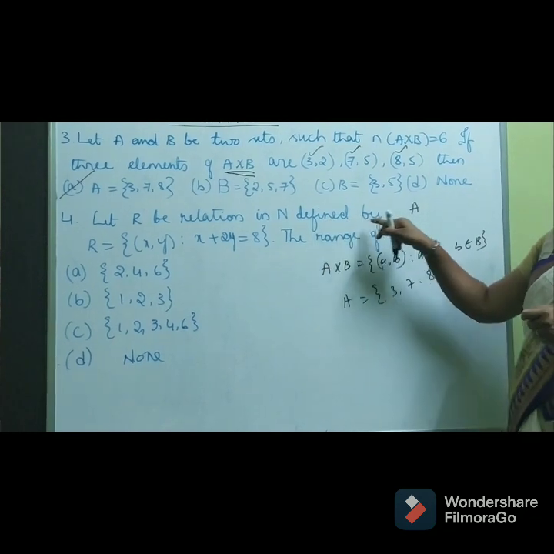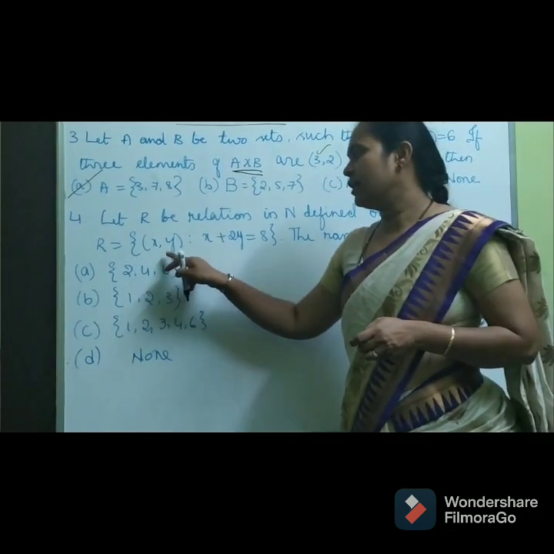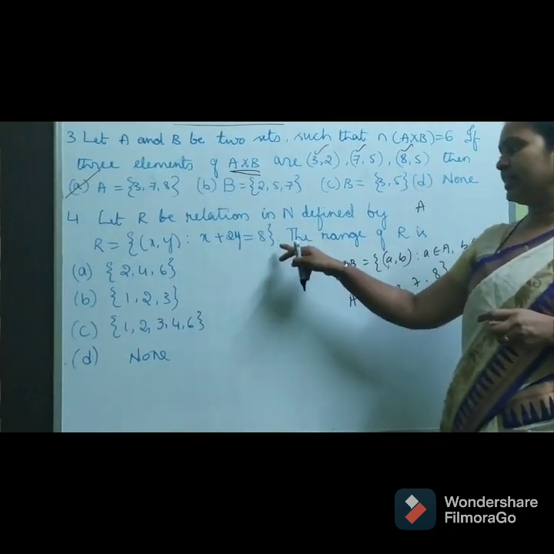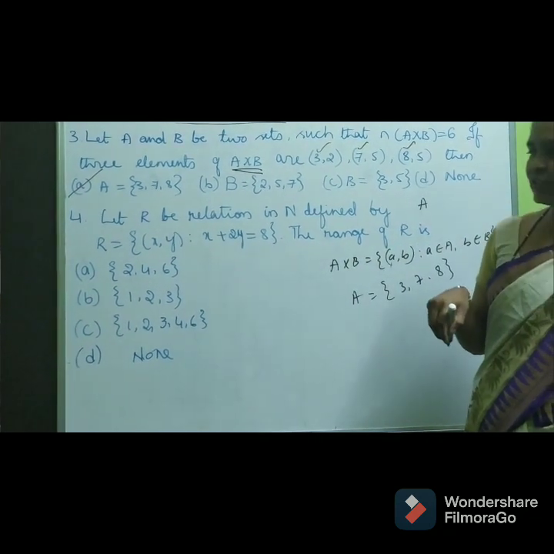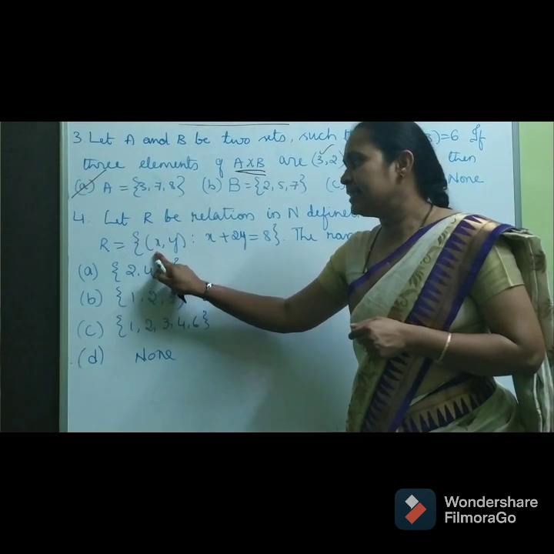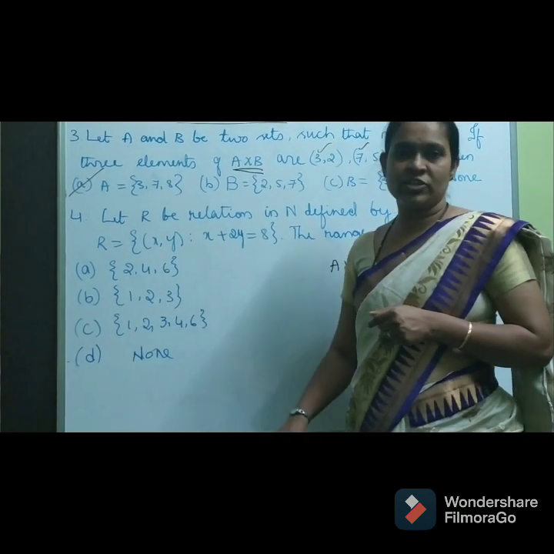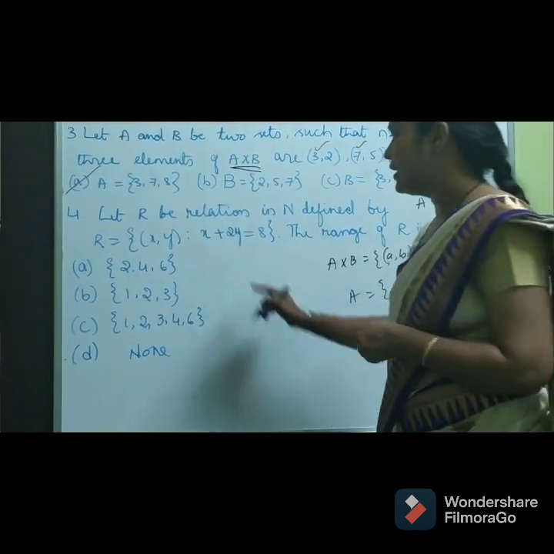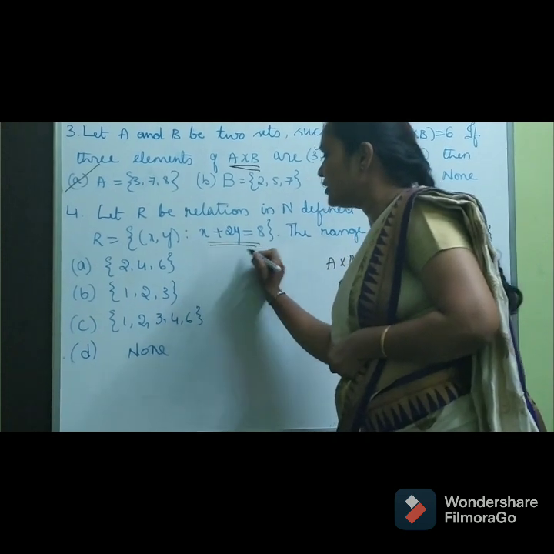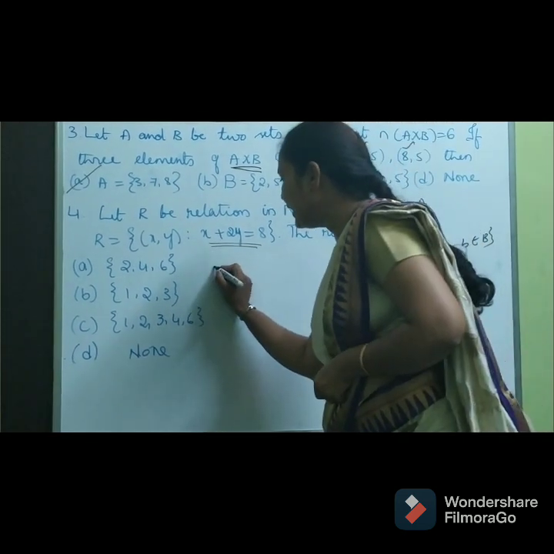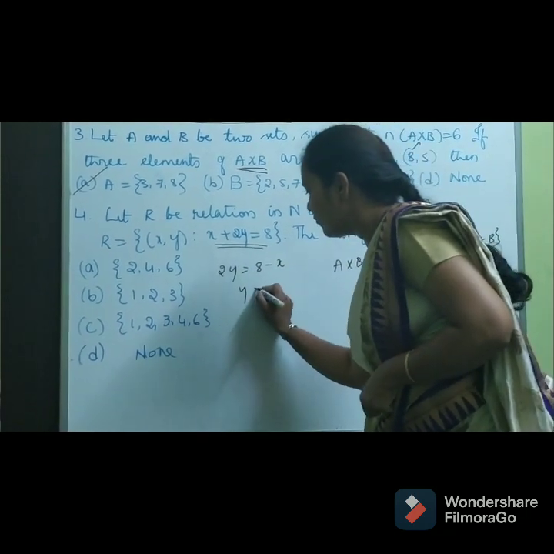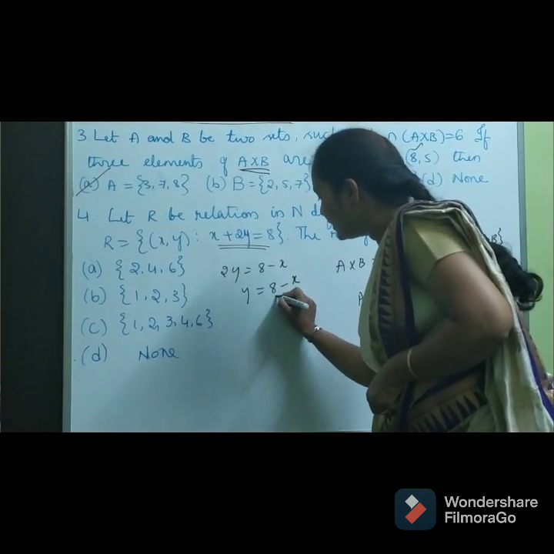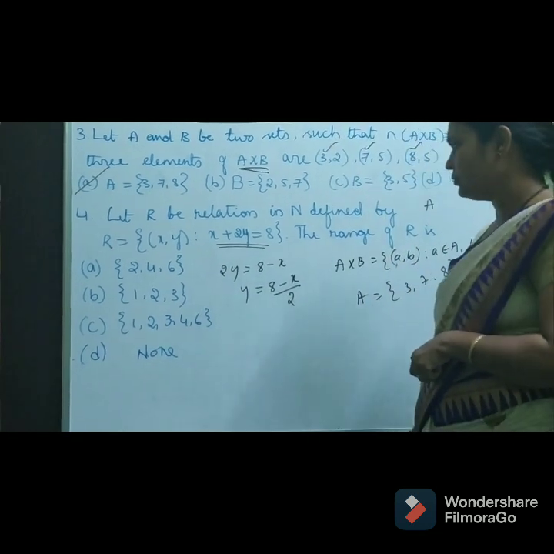Look at fourth one. Let R be a relation in N defined by R is equal to {(x, y) such that x plus 2y is equal to 8}. The range of R is, they are asking about range. Range means x is domain, y is range. They are asking you to find y. Look at this relation. x plus 2y is equal to 8. Can I take like this? 2y is equal to 8 minus x. y is equal to (8 minus x) by 2.